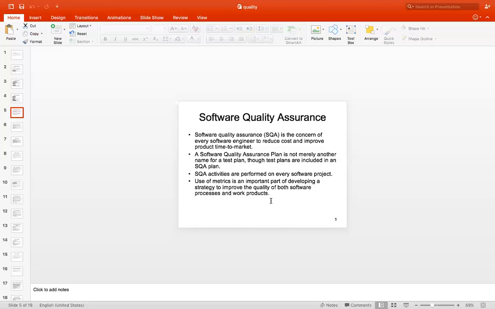Okay, we already discussed different metrics. What are the different metrics we have? We already discussed in unit number 5 the metrics for the analysis model, the design model, source code, testing, and maintenance. All these things have to be taken into consideration, and only if all these metrics are met can we assure the quality of a software.